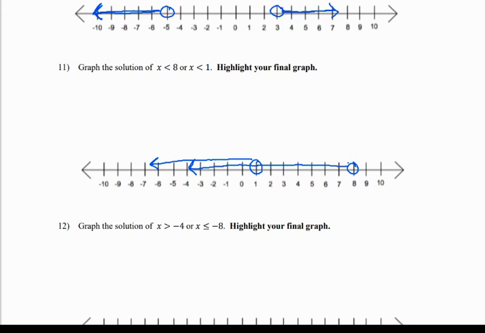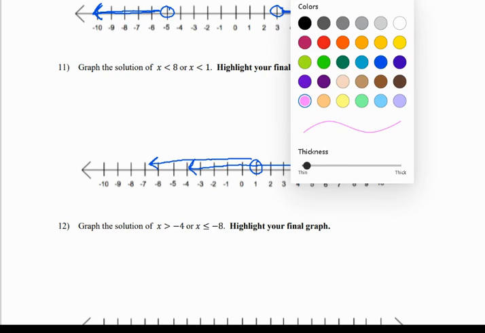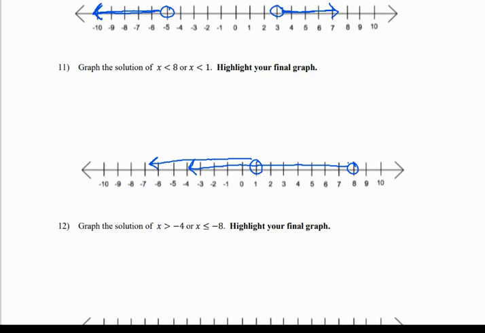Does this look like the typical OR graphs we've been seeing? No, OR graphs have been going in opposite directions. Here's the deal with OR graphs. We don't look at the overlap for ORs. ANDs we did. ORs, we look at the entire thing because you can be one or the other. So in this case, I'll highlight with pink, ORs are less restrictive. We're not looking at the intersection. We're looking at the entire thing. So it starts all the way over here and goes on and on forever. So pink is what my final answer should be.